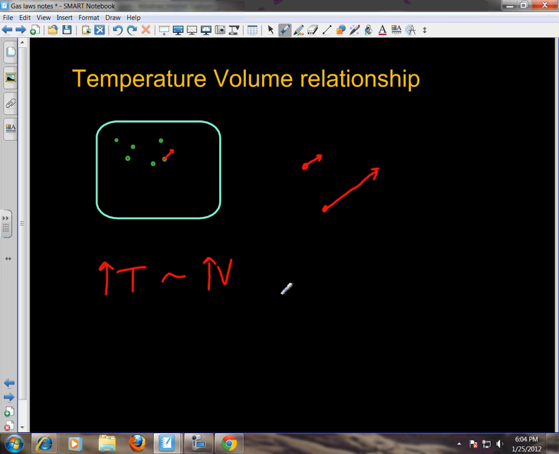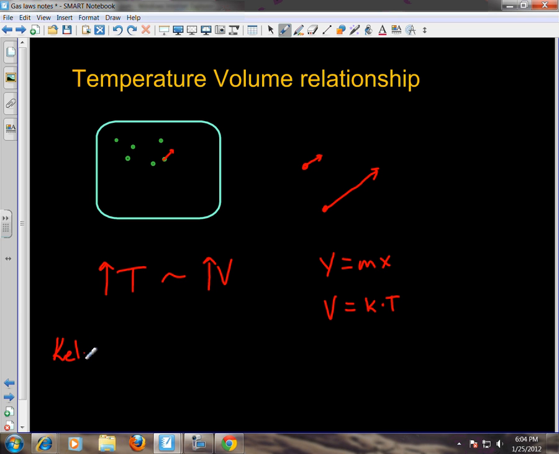And that particular situation is called a direct relationship. And you guys have all done this in Algebra 1. We're dealing with lines. A typical equation of a line is y equals mx. Well, in our particular case, we're looking at volume is equal to a constant, we'll call it the slope, times temperature. Now, in temperature, the problem is if we have a negative temperature, it doesn't work. So we have to work in the absolute scale, which is called Kelvin.